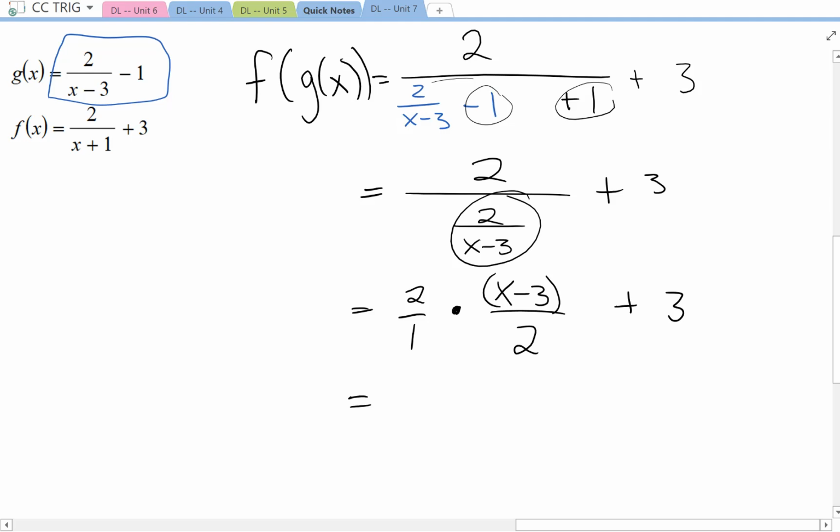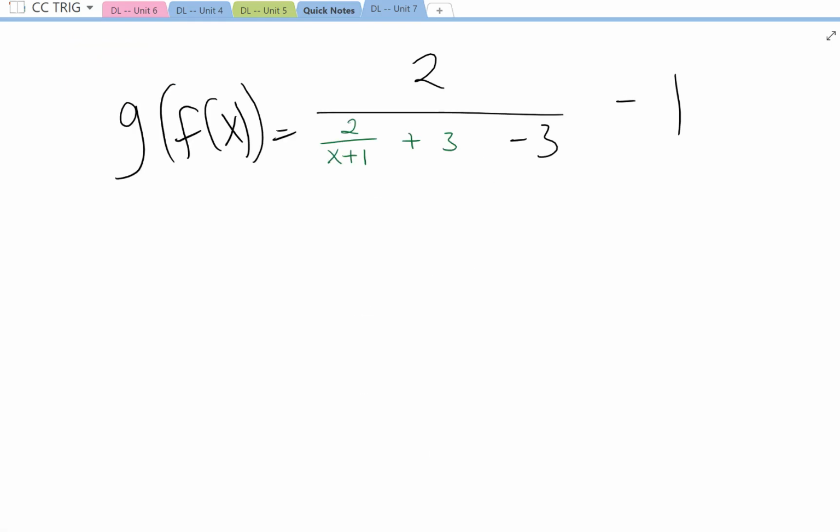At this point, you can reduce before multiplying. 2 over 2 is 1. So you have x minus 3 over 1, which is x minus 3, plus 3 reduces to x. Awesome. Now let's do it the other way.